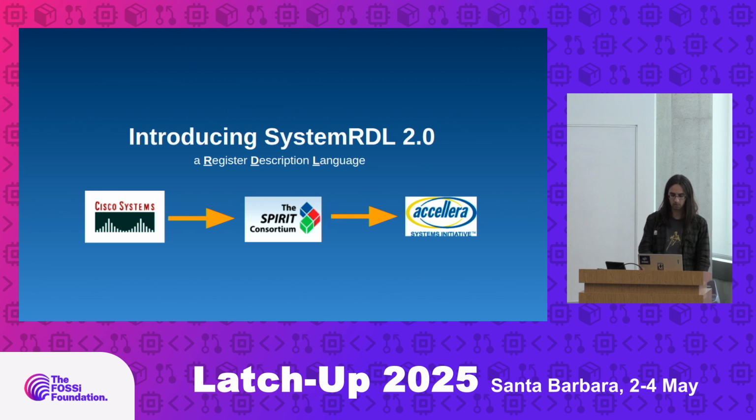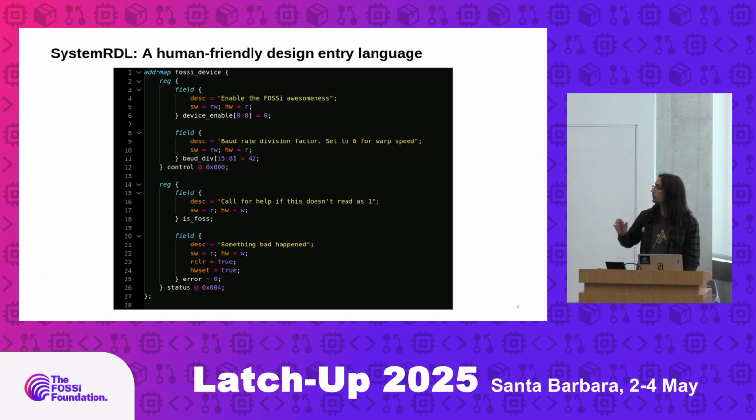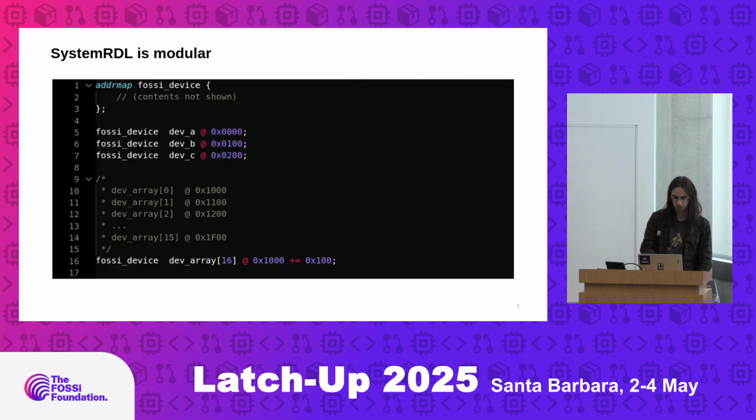I'll give you a quick tour of what this looks like. This is just a quick view. You can see some structures. We have some fields, we have registers, and it's wrapped in this thing called an address map, addrmap. We have addresses and stuff like that. I'll show you a few other things.